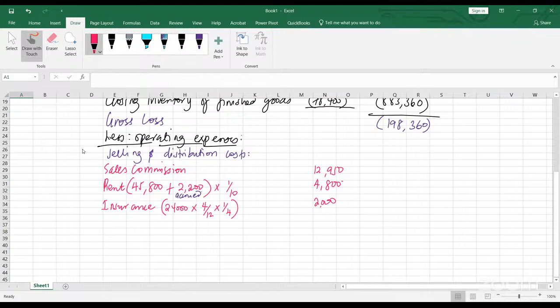Then we also have to show the electricity. There is electricity as well. Check your electricity in the trial balance. How much is the electricity? 21,500. Any adjustment on the electricity? Take the additional information.